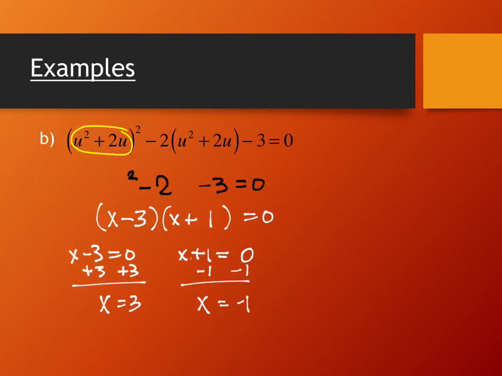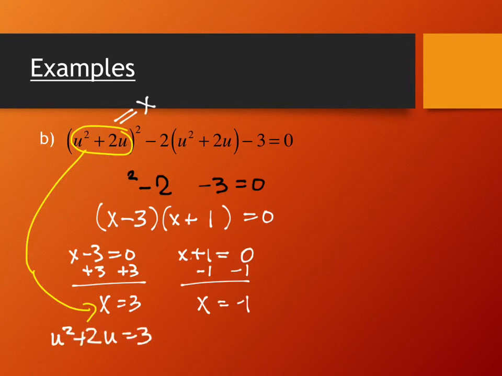Okay, everything that's circled now in that yellow is equal to that x that I let it be. So this u squared plus 2u is equal to x. So I take the u squared plus 2u, and I replace that with the x. U squared plus 2u equals 3. And I do it both there and I do it here. So u squared plus 2u is equal to negative 1.